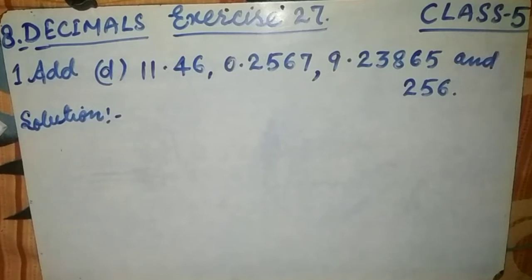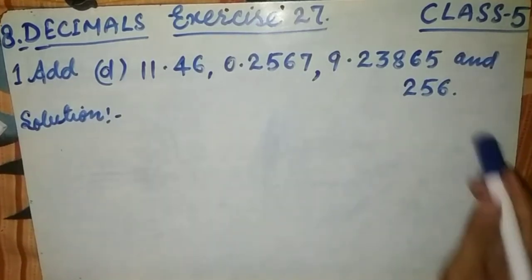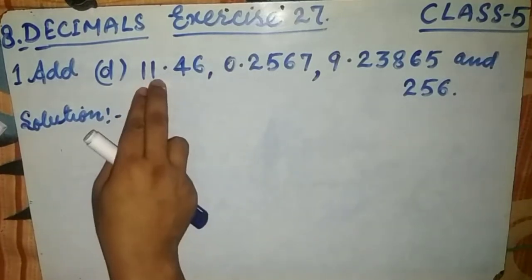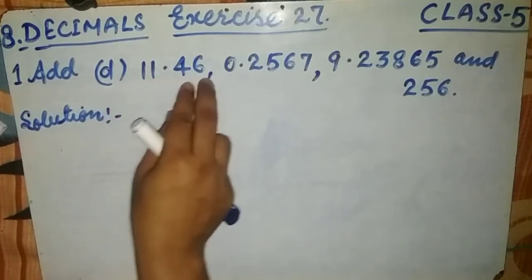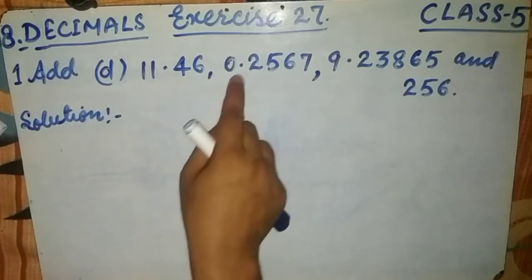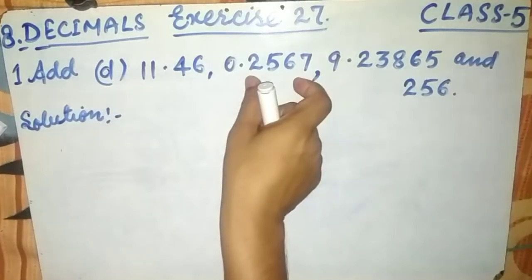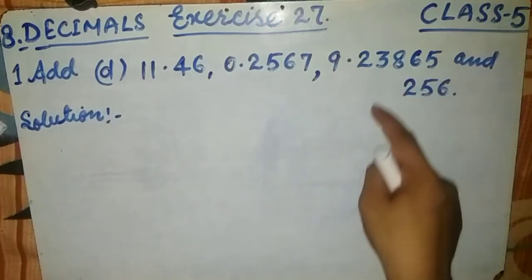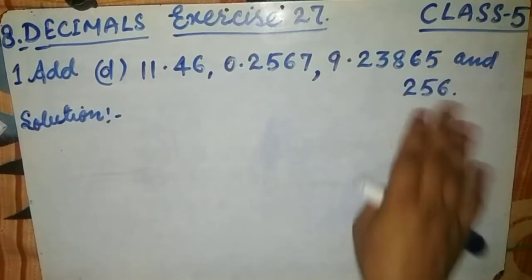They are all unlike decimal fractions, but 256 is a pure whole number, the integral part. In 0.2567, the integral part is 0 and the rest is the fractional part. In 9.23865, the integral part is 9 and the rest is the fractional part. But 256 is a pure integral part, which means a whole number.